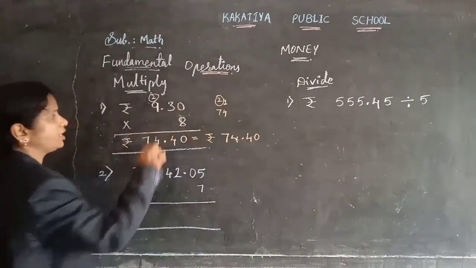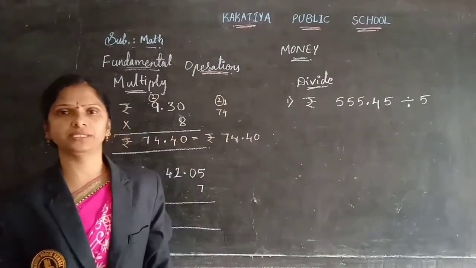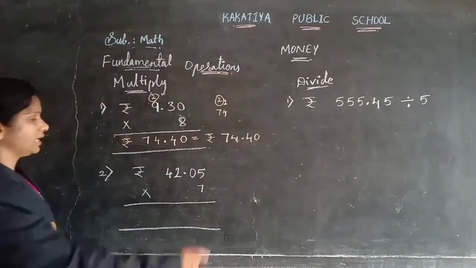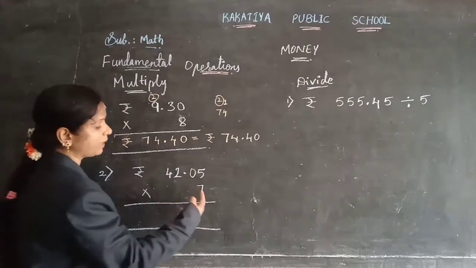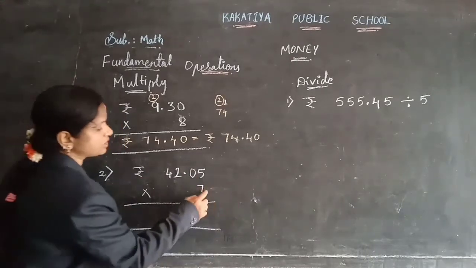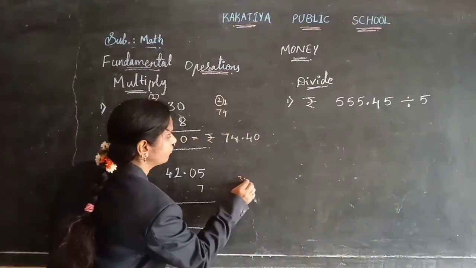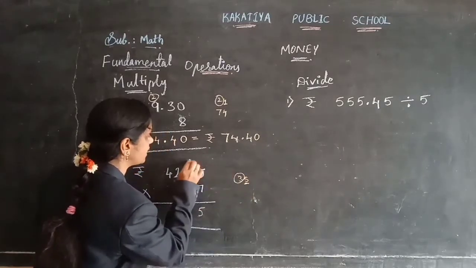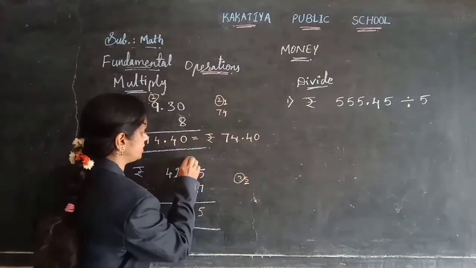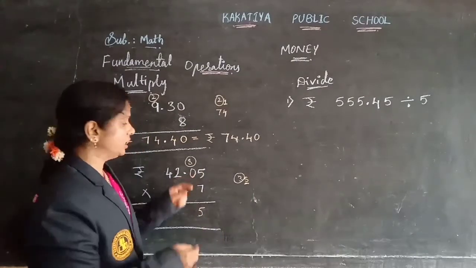So the product of 9 rupees 30 paise into 8 is 74 rupees 40 paise. Coming to this problem here, the given question is 42 rupees 05 paise. We need to multiply by 7 here. Now 7 fives are 35, children. So 5 we are taking here, and this 3 we are taking as a carry on the before digits.